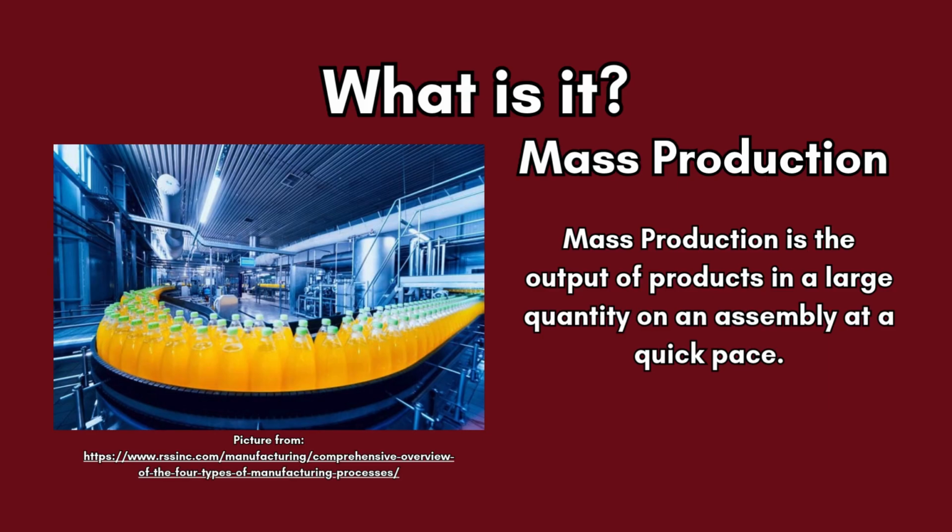What is mass production? Mass production is the output of products in a large quantity on an assembly line at a quick pace. So basically, assembly lines and mass production coexist. To produce mass production, you need an assembly line. And assembly lines are used for mass production, and vice versa.